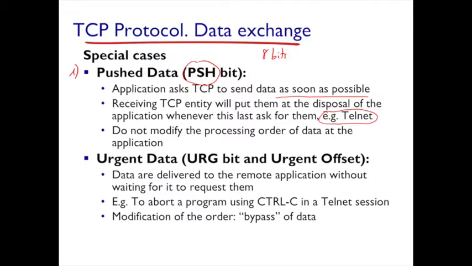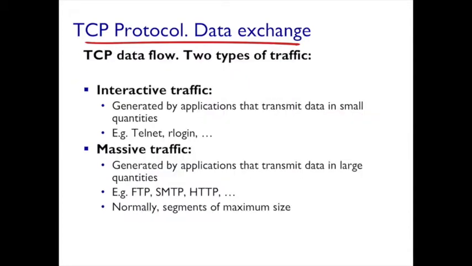For example, application telnet. This bit doesn't modify the processing order of data. Another situation is done by the urgent bit flag and the urgent offset. In this case, there can be a bypass of data. So data are delivered to the remote application without waiting. So we can imagine a kind of priority for this type of segments. Example, pressing Ctrl+C in a telnet session. We are aborting the process by passing data that are not priority.